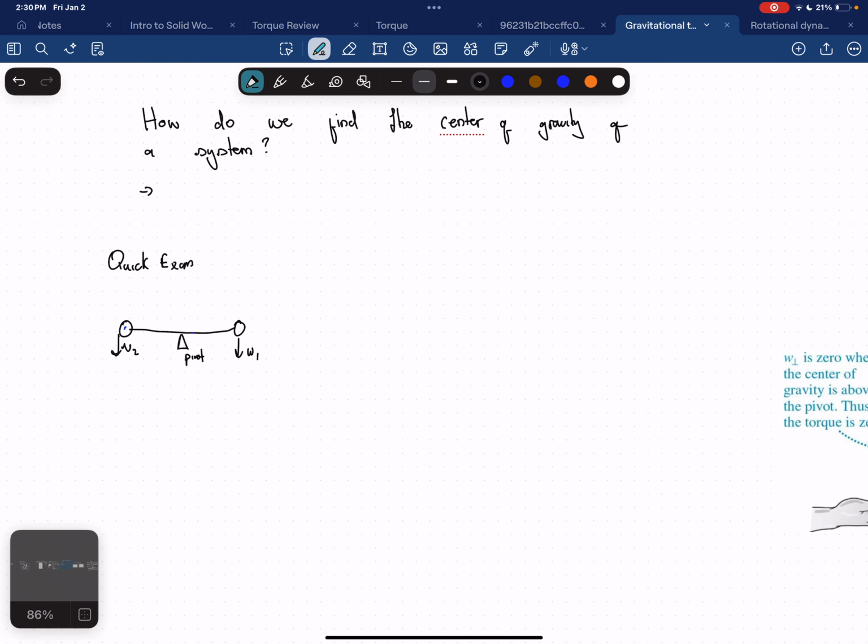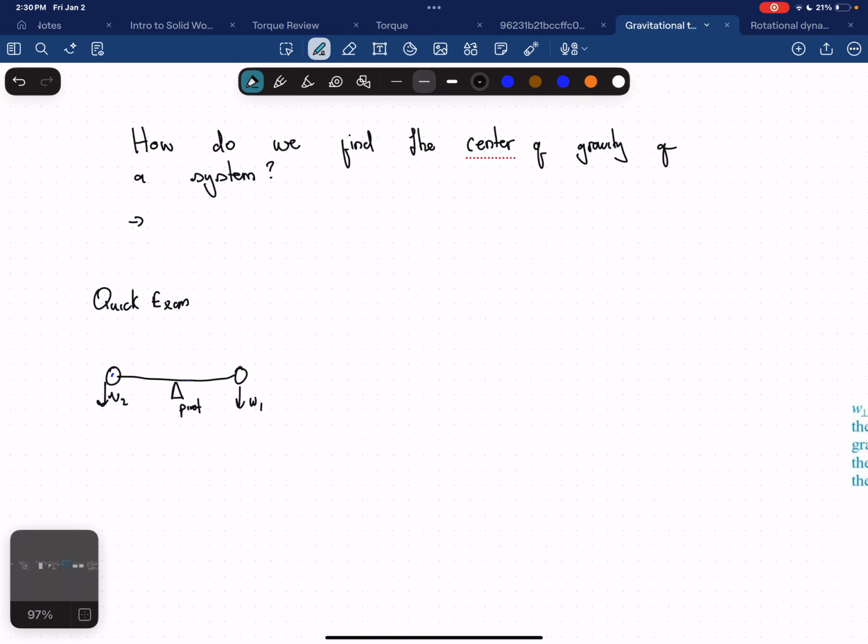Anyway, so there will be times we'll be asked to find the center of gravity. All right? And it's a key characteristic about the torque of a system that will help us find the center of gravity of a system. All right? So, what's the characteristic? Torque is always 0 at the center of gravity.